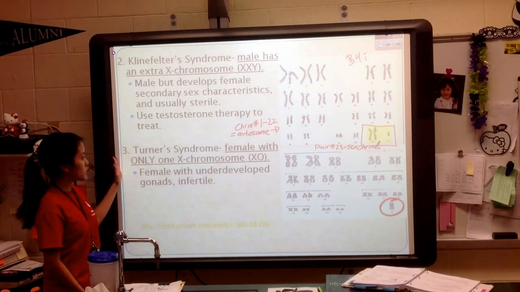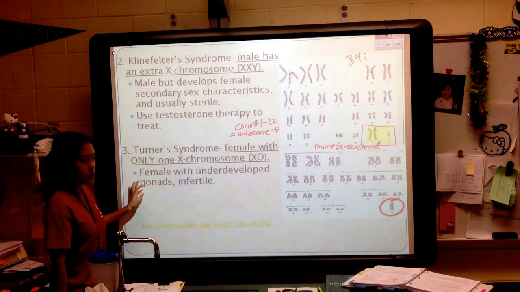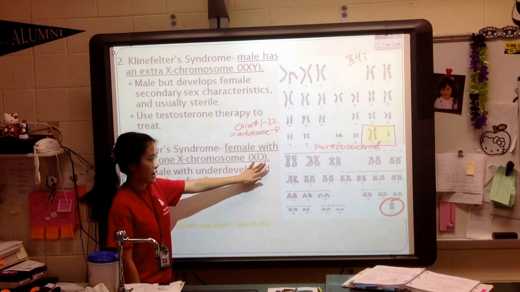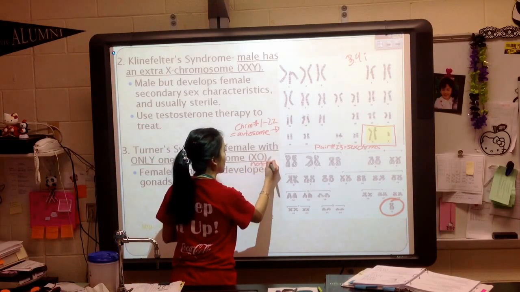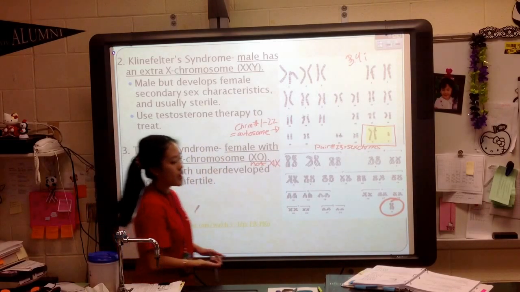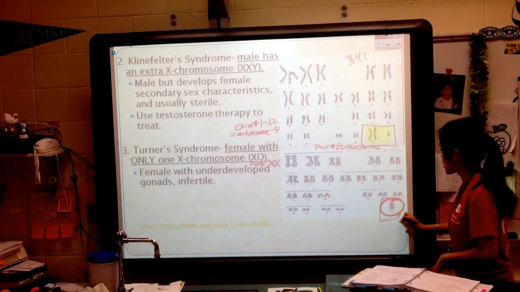Same thing for Turner syndrome. Turner syndrome means you have a female with only one X chromosome. And when we write that down, we'll actually write it as XO instead of XX. They're actually missing an X chromosome. And please circle that, or actually I think that's already sectioned off in your picture.